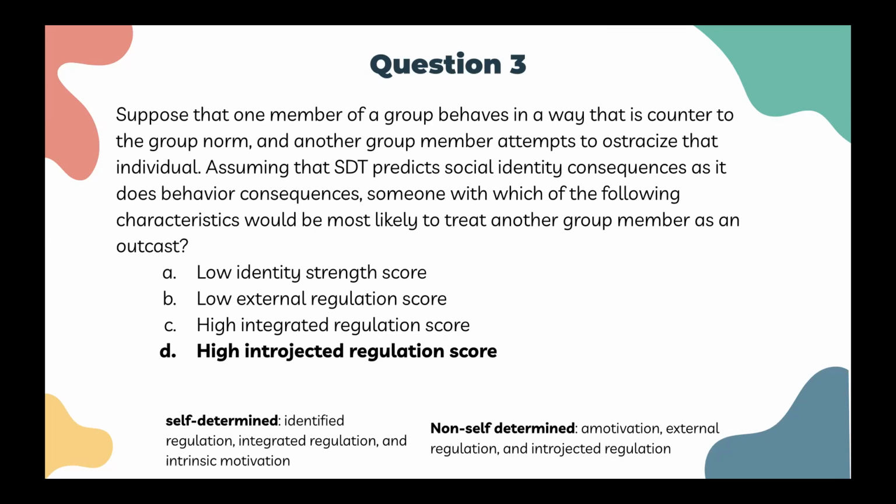Choice A is wrong because identity strength is not an SDT motivation type. Choice B is wrong because external regulation is a non-self-determined motivation, so it would have to be high for the answer to be correct. And choice C is wrong because integrated regulation is a self-determined motivation, which leads to positive social identity consequences. Does that make sense?